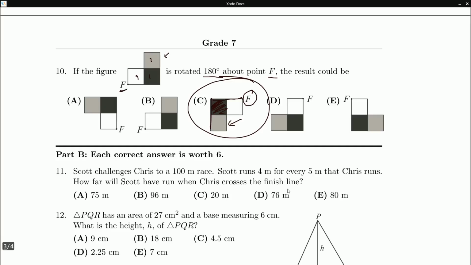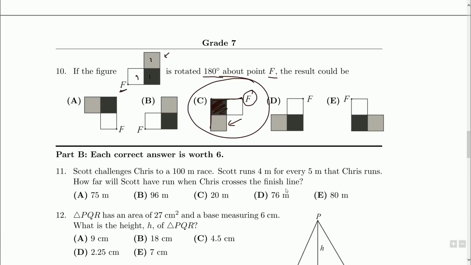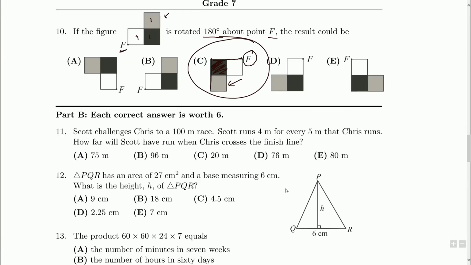Okay, so we bubble in C on our Scantron sheet, or we circle C if we're writing this at home. And we're going to move right on. We're finished with part A. We're going to move into part B with question number 11.